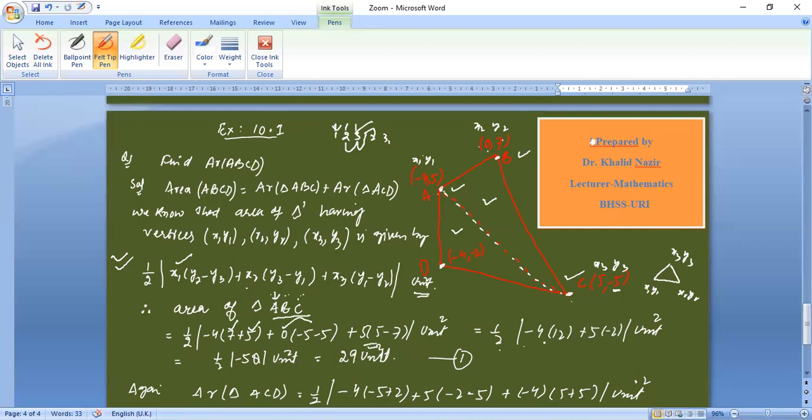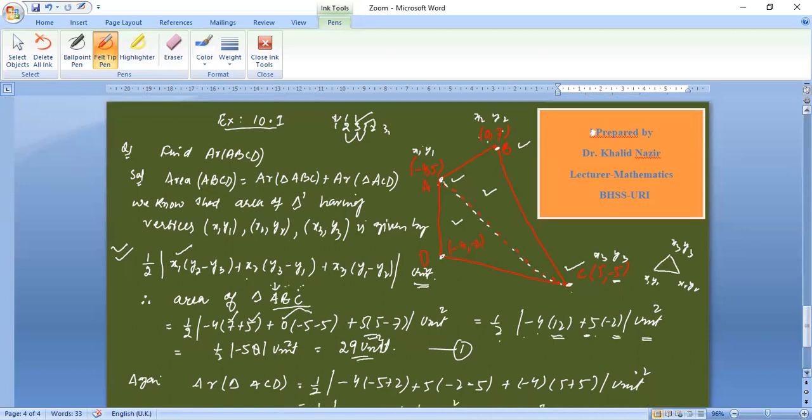This is 1 by 2 modulus of minus 4 into 12 plus 5 into minus 2 units square. So it becomes 29 units square. Actually it was negative, minus 58 by 2, right? So modulus gives us the positive value.